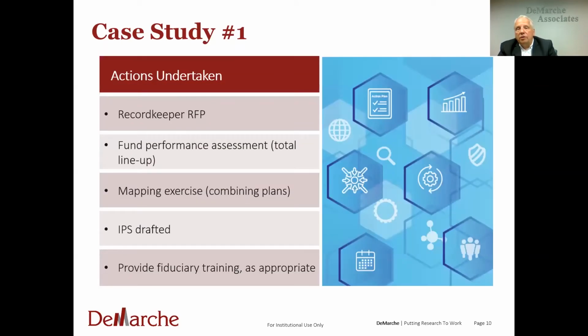So what did we do? Well, on their behalf, we conducted a record keeper RFP, or request for proposal. So we were able to go out to the marketplace, assess the current providers, as well as new potential advisors or record keepers for this particular plan. We did a fund performance assessment. So we looked at the total lineup of all the strategies in the plan. We did a mapping exercise in this case because we had to really combine the best elements of both plans when we identified the record keeper that the client wanted to go forward with. We drafted, working on behalf of the client, an investment policy statement, and then we worked with both the board and the investment committee and our chief compliance officer at DeMarche to provide them with fiduciary training as appropriate.